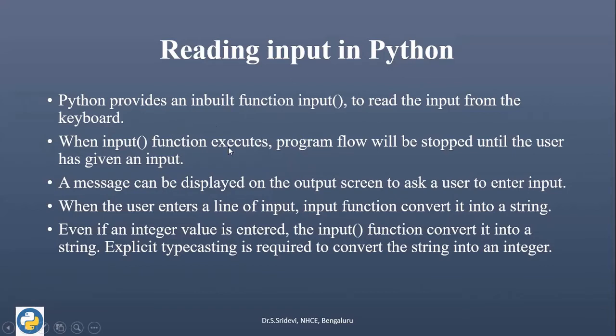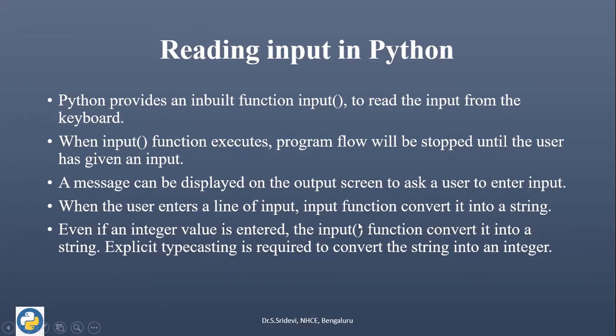And when this function is executed, the program flow will be temporarily stopped, and then it will wait until the user gives some input. And generally, it is a better practice to display some message to the user in the prompt so that the user will know what data he has to enter. So we are going to display a message on the output screen that will tell the user what should be entered as the input. And finally, when the user enters a line of input, the moment he presses the enter key, the input function will convert that into a string.